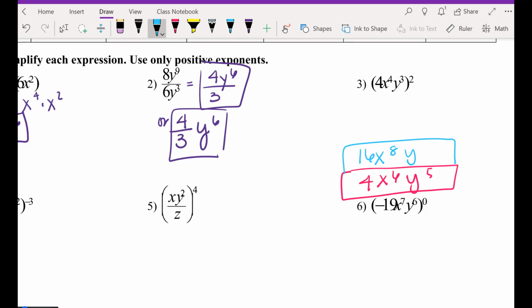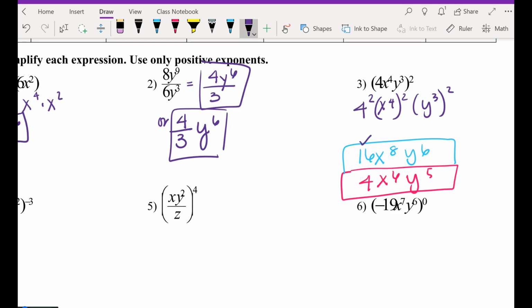Okay, let's see who's right. Is the 4 being raised to the power of 2? Yes, so that's 4 squared. x to the 4th is also being raised to the power of 2. y to the 3rd is also being raised to the power of 2. So what's 4 squared?